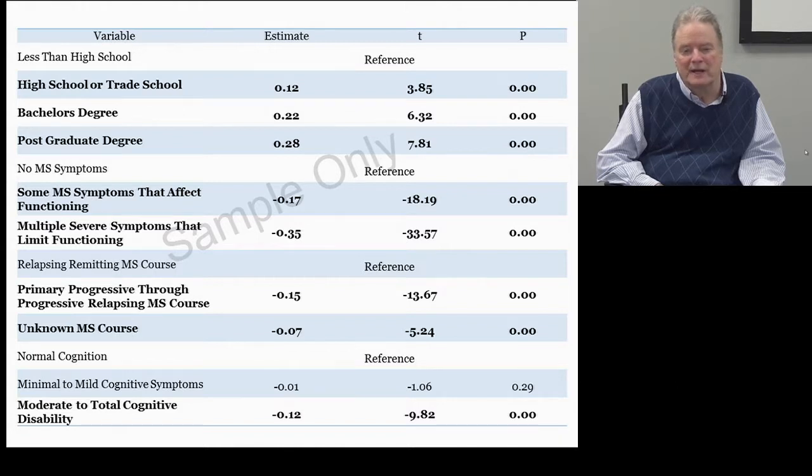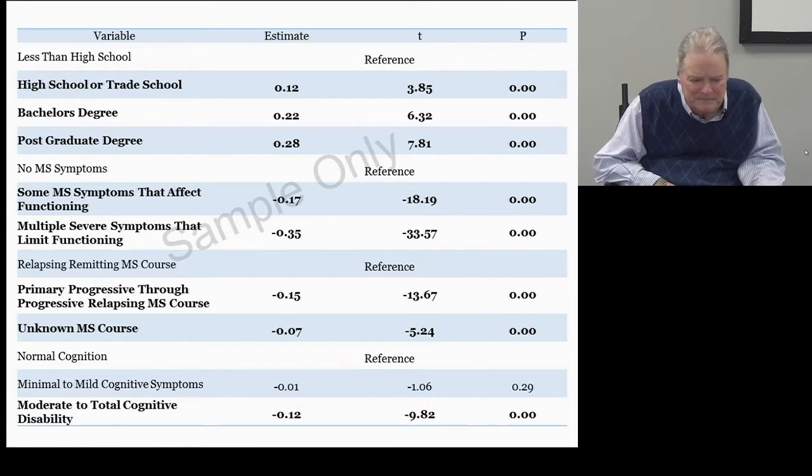So those with an unknown MS course, actually that's a tough group to discern their outcomes, because there is not a clear diagnosis, and they don't do as poorly as those with progressive MS. And then lastly, with cognition, moderate to total cognitive disability, much lower probability, a 12% lower probability of employment. And those findings are concrete. They're based on the probit model.